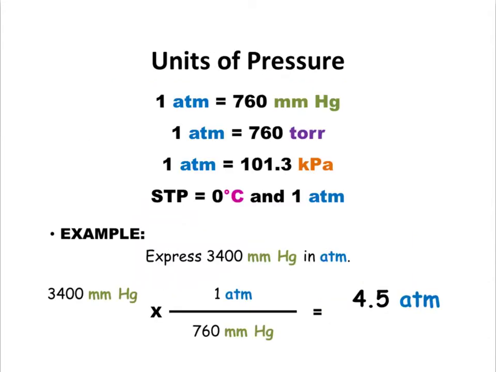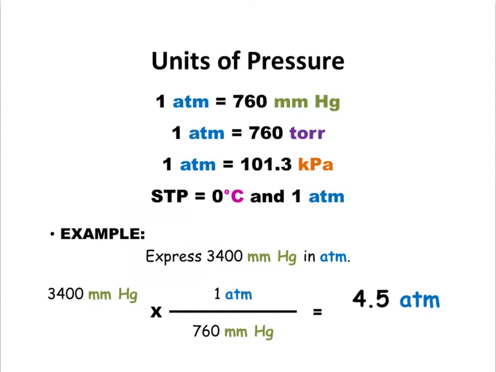There are some units of pressure here that exist for gases, and these three conversions you're required to know, and you can add them to your list of conversions that we've learned and used throughout the course. The first one is 1 atm is equal to 760 millimeters of mercury. Atm just stands for atmosphere. 1 atm is also equal to 760 torr, and 1 atm is equal to 101.3 kilopascals.